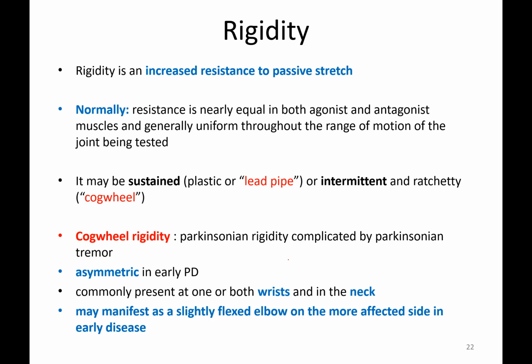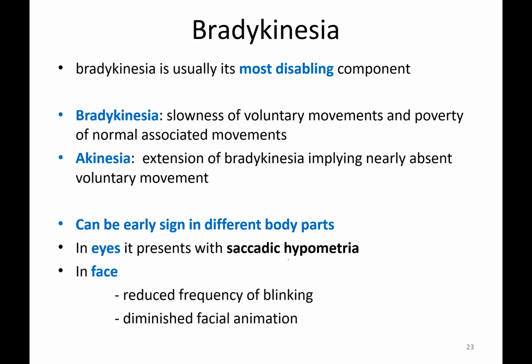Lead pipe is uniform like a plastic rigidity. As though you wanted to bend a lead pipe, it is rigid, and then it bends very smoothly finally, and there are no breaks in that. Whereas in clasp knife, there is rigidity felt in the beginning, but as you approach the final part of the flexion or extension movement, then it suddenly increases the speed and closes. And the rigidity is released. That is called the clasp knife rigidity, which is a feature of pyramidal disease.